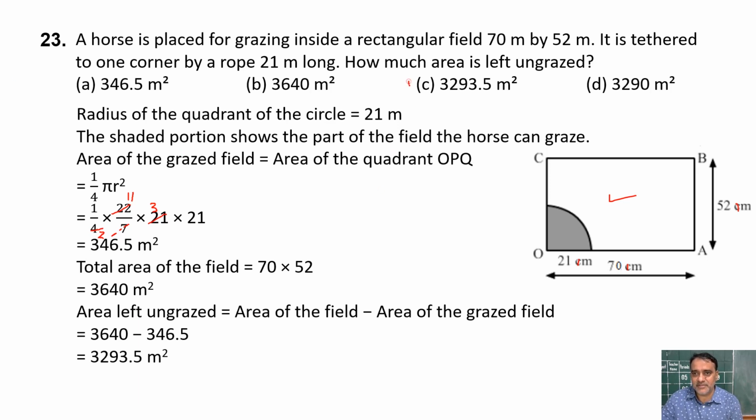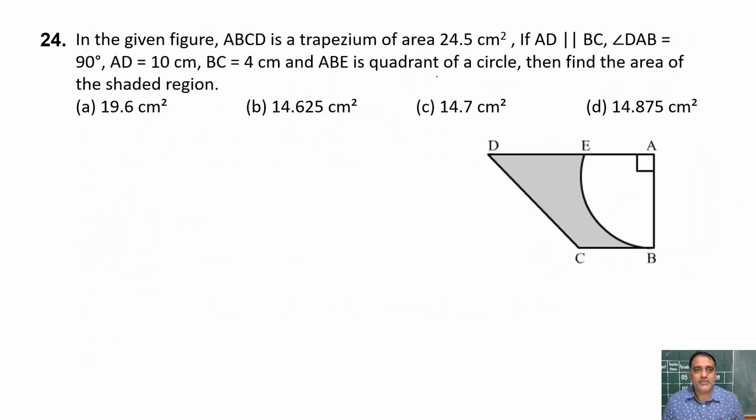Okay. Another 2 questions left. Total 25. So 24th question. In the given figure, ABCD is a trapezium of area 24.5 centimeter square. If AD is parallel to BC, and angle DAB is 90 degree, AD is 10 centimeter, and BC is 4 centimeter. ABE is a quadrant. Then find the area of the shaded region. So very simple, area of trapezium minus area of quadrant.